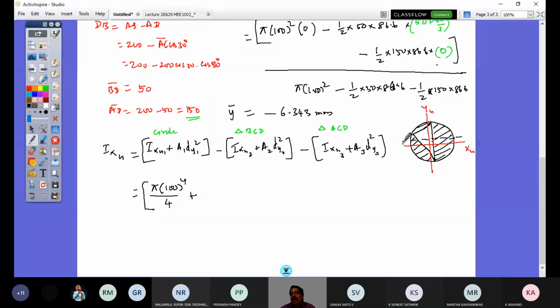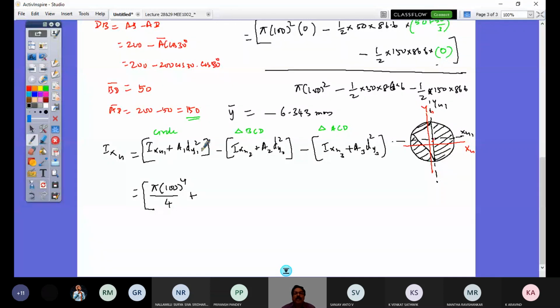One axis, and this vertical line is the yg1 axis, right? So with respect to xg1, for a circle, with respect to the center of the circle, it is pi r power 4 by 4. Now what I need to find is the moment about the xg axis. The xg axis is here. So this parallel distance is dy1. So the distance between xg1 and xg is dy1, right? So I would now be able to fill this.